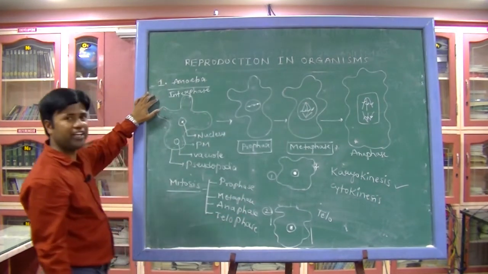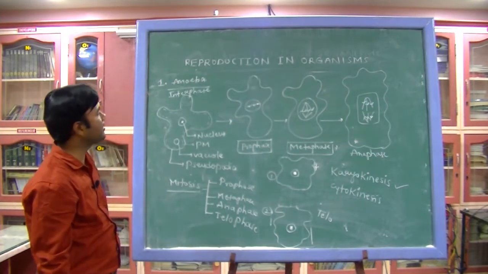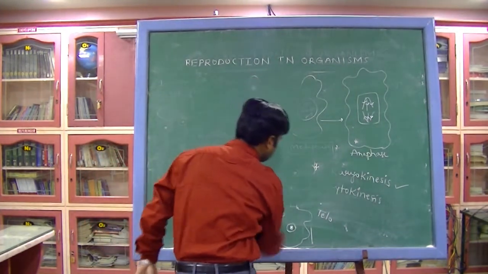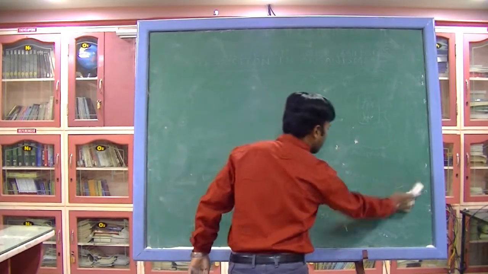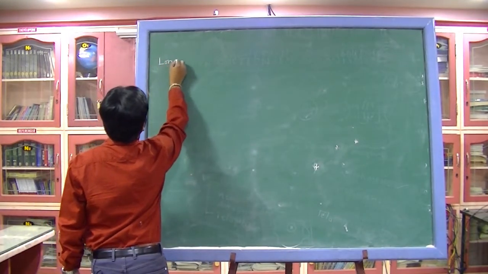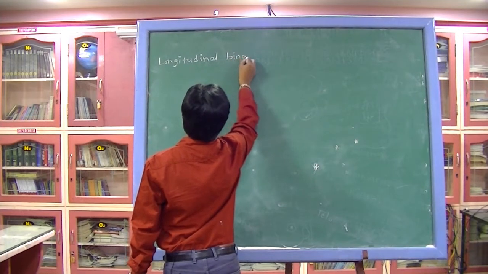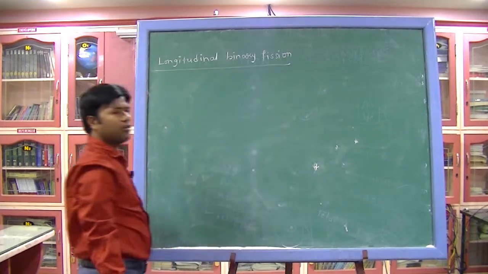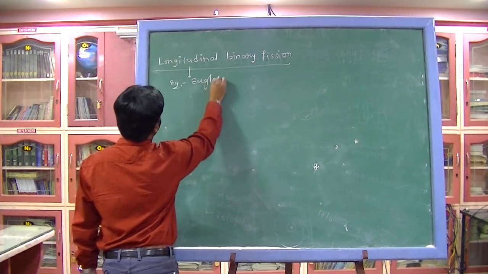So this is about binary fission, the irregular mode of binary fission, also called simple binary fission. Next, let us see longitudinal binary fission. What is the example for the longitudinal binary fission? The example is Euglena.